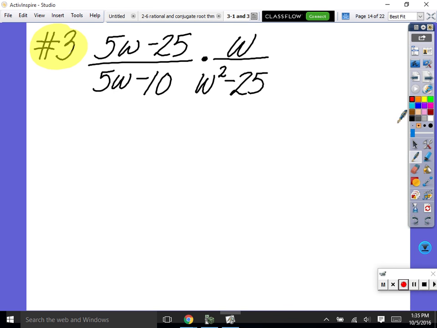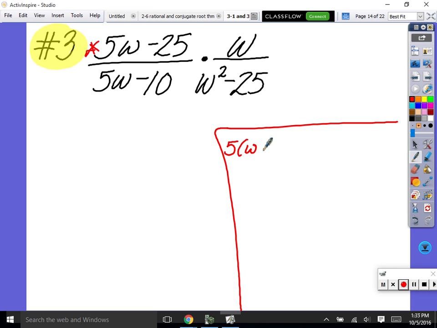So this is my suggestion. Go off to the side and say, I'm going to designate this only for the factored form, and then I'm just going to show my work over here. So I'm going to factor that piece. What do we factor out? 5, and then left is W minus 5, correct? That one's pretty easy. This one, what am I factoring out? A 5, and left is W minus 2.